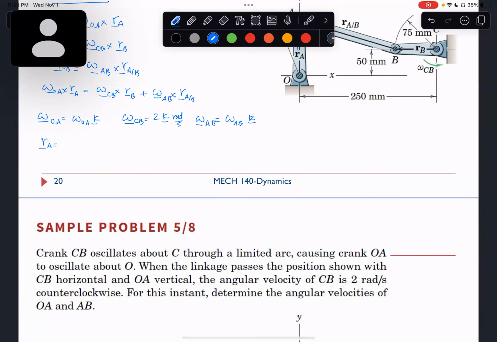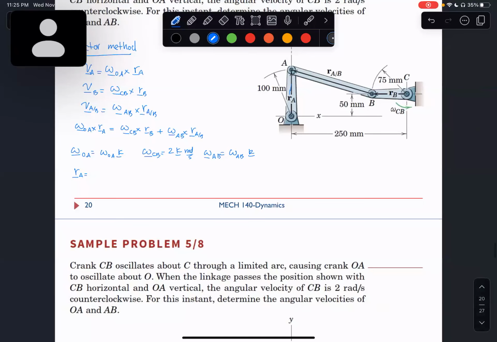In this instance shown, what is RA? RA is vertical and its magnitude is 100 millimeters. So it's going to be 0.1 J. RB is 75 millimeters, and it's along negative I, right? Because I is to the right and this is to the left. How about RA relative to B?